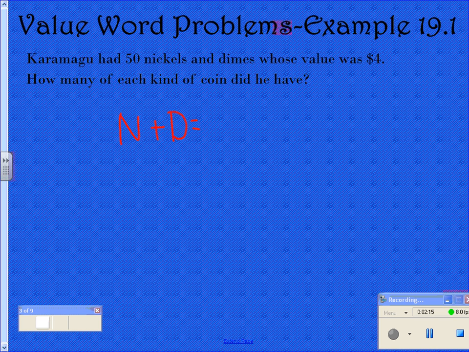So he had how many nickels and dimes? 50. Does that make sense? And it said the value is $4. So how would I set up that equation? Do you agree? 400 cents. $4 is the same thing as 400 cents.